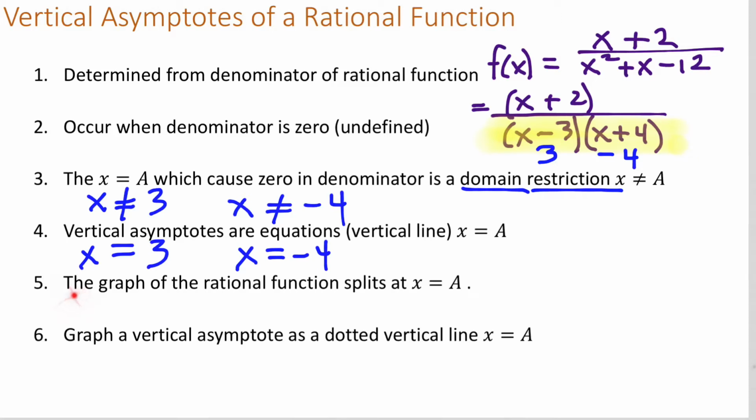So when we get to graphing rational functions, the graph of the rational function will split at the vertical asymptotes here. These two vertical lines, we're going to have a split of the graph. We'll get into that later. When you're graphing a rational function, you graph the vertical asymptotes as dotted vertical lines through these x values.